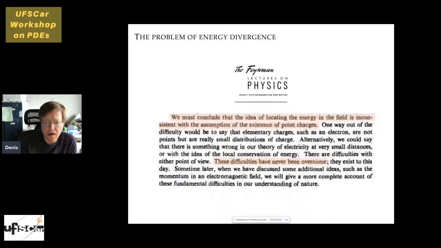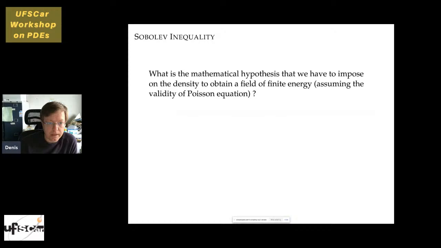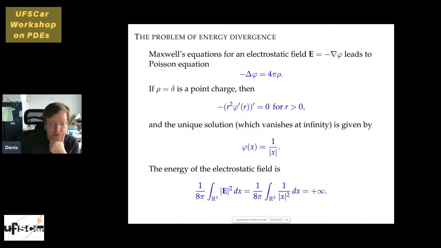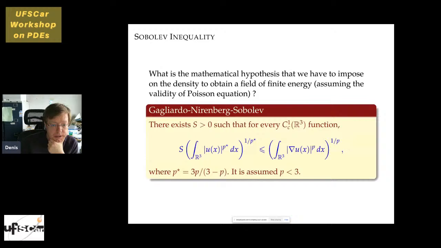This is not very readable, but if you like these topics, you will find a lot of things in physics books. For instance, one place where you can find some discussion is the classic Feynman Lectures on Physics. Now we could ask: assume that you start from the Poisson equation here, and you have a charge density rho. What is the mathematical assumption on this rho so that the energy of the field is finite? Well, that's something you can ask, and the answer is quite elementary and is provided by the so-called Gagliardo-Nirenberg-Sobolev inequality that I recall here.